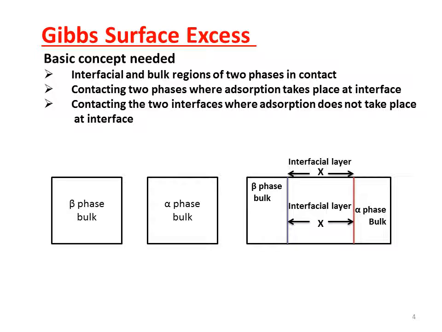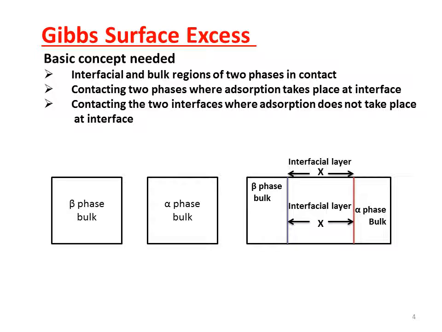It is about the Gibbs surface excess. For understanding this, we basically need some concepts. One concept is the interfacial and bulk regions of two phases in contact. It means that the bulk region and interfacial regions are in contact, with the two contacting phases where adsorption takes place at the interface.